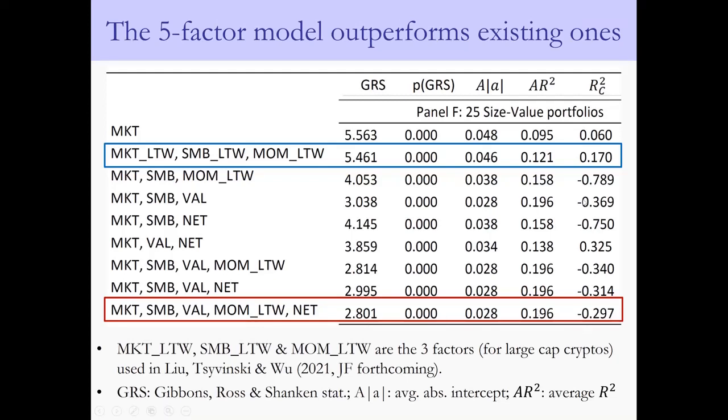Now, one thing is that the constrained R squares seems lower. I cannot really understand why that's the case, but at least along most of the key dimensions, the 5-factor model works much better than the existing models, including the Liu and co-authors paper.